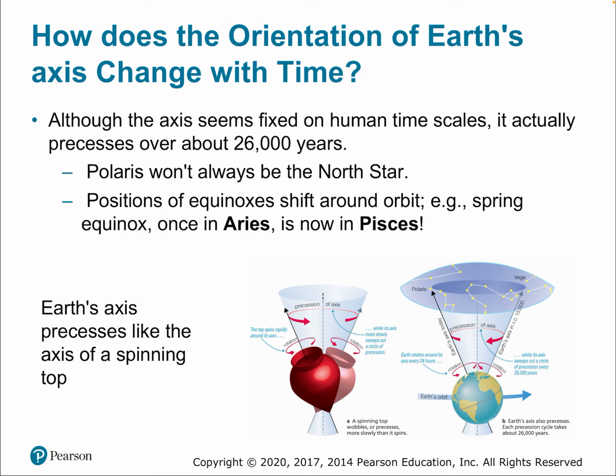Okay, so let's see what the time frame is of this precession. Although the axis seems fixed on the human time scale, right, so it's been pointing towards Polaris for hundreds of years, it actually precesses over a period of 26,000 years. So that means that wherever the north pole of our planet is currently pointing relative to distant stars, in 26,000 years, it will come back to be pointing there.